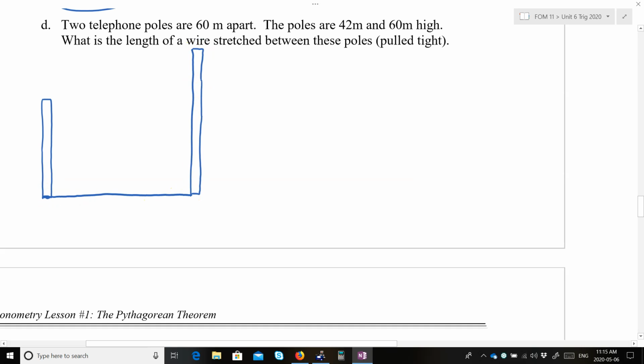Here's our 2 telephone poles. This one is 42 meters. This is 60 meters. The 2 telephone poles are 60 meters apart. What is the length of a wire stretched between these poles? Okay, so I'm guessing like this. I guess it should say stretched between the tops of these poles and then pulled tight.